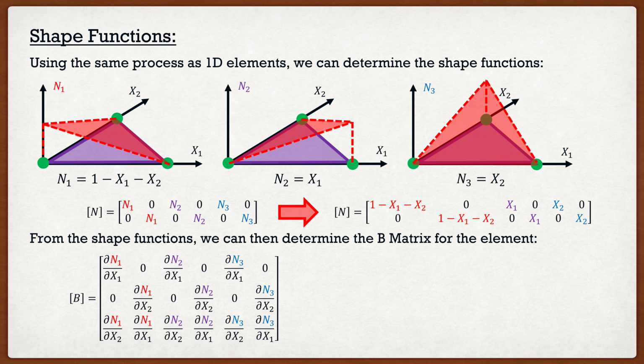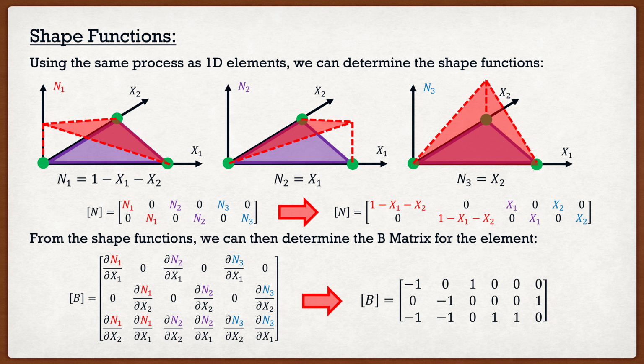Now, if we look here, again, it's just a function of N1, N2, and N3, and we know what N1, N2, and N3 are. Therefore, if we want to take the partial derivatives, well, it's actually not a problem. We get our B matrix is equal to the following. Now, one of the nice things about this B matrix for a linear triangular element or a CST element is that it's actually constant. If we look here, it's just a bunch of 1s and negative 1s. It's not a function of x1 or x2.